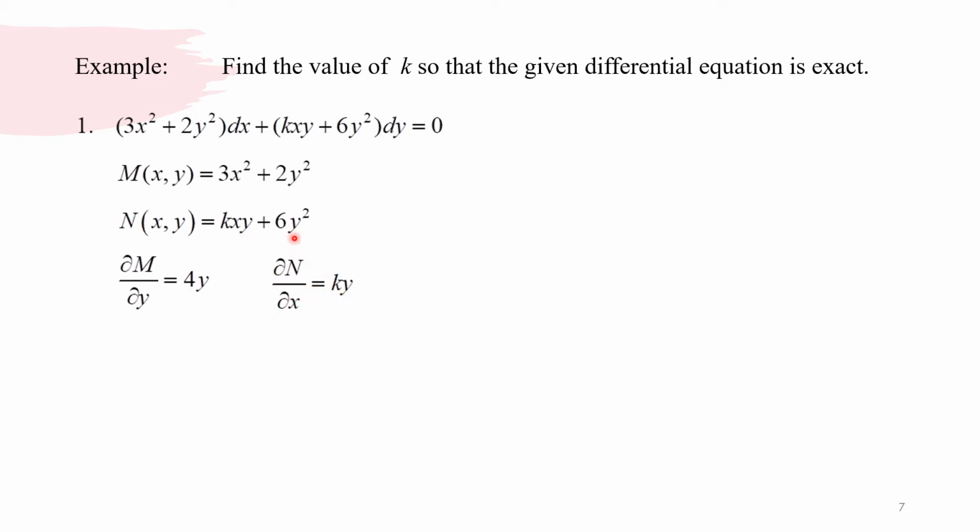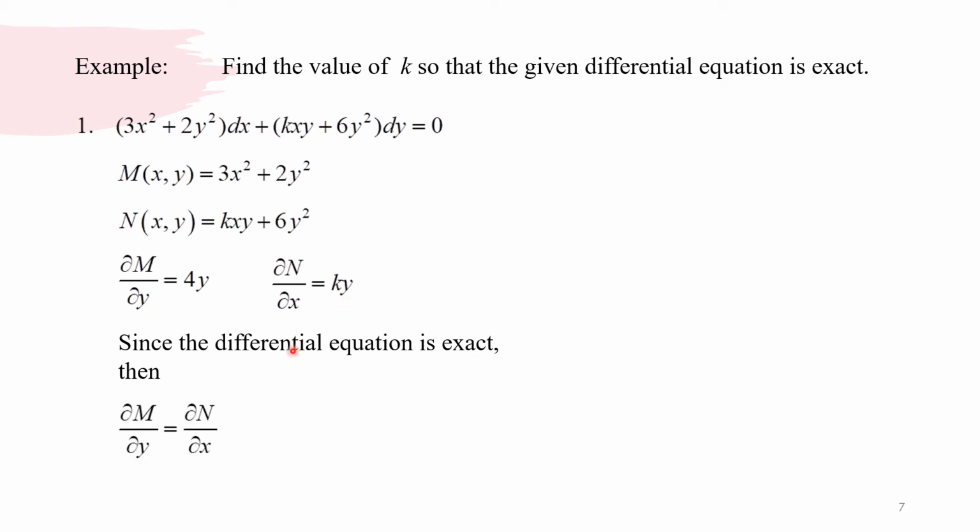But for the second term, since 6y squared is regarded as a constant, when you differentiate this constant with respect to x, the answer is 0, and therefore del N del x is ky plus 0, which is the same as ky. Now we are told that the differential equation is exact. Since this is exact, therefore it fulfills the criteria that del M del y is equal to del N del x. In other words, 4y is equal to ky, and from here we can know the value of k is equal to 4.